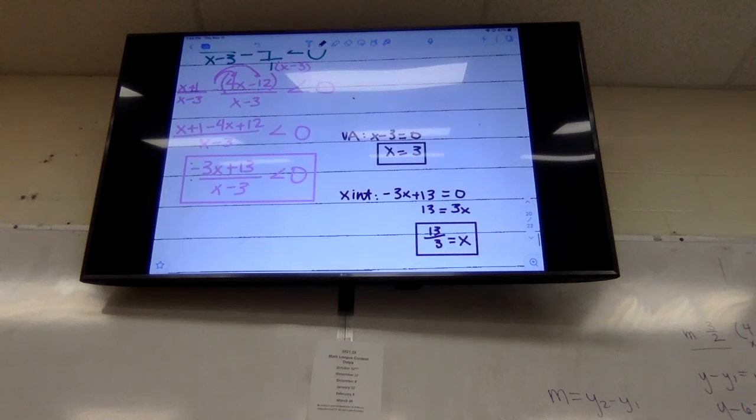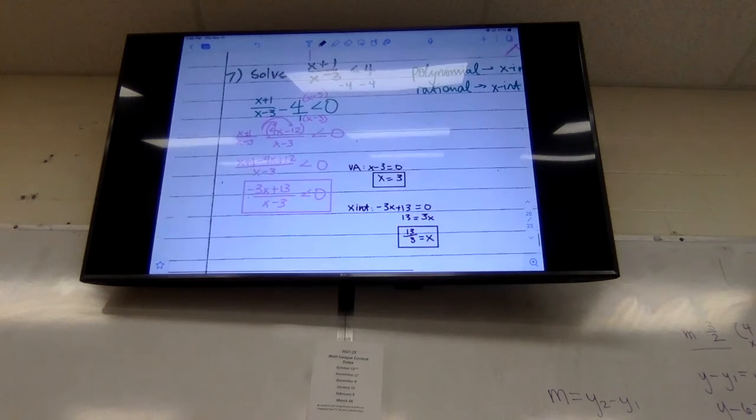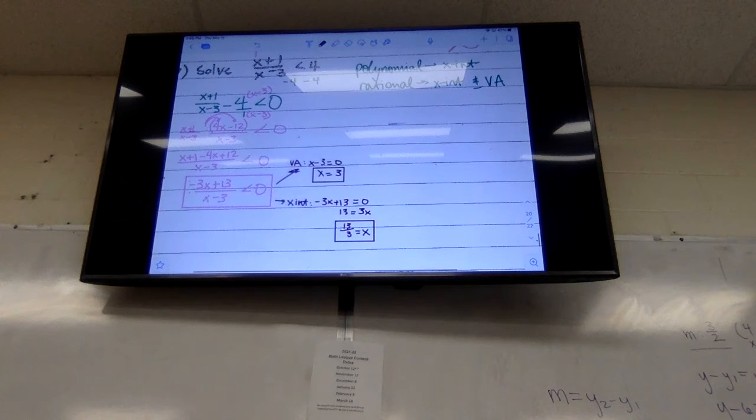Any questions yet? So from the beginning, I had to move everything to one side and get it to be one fraction. Once it was in one fraction, I found my VA and my x-intercept. I'm going to go graph that on my little number line. Which one's smaller? 3 is smaller, and then 13 divided by 3 is the bigger number.